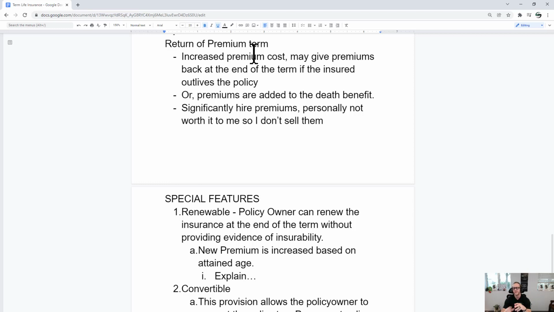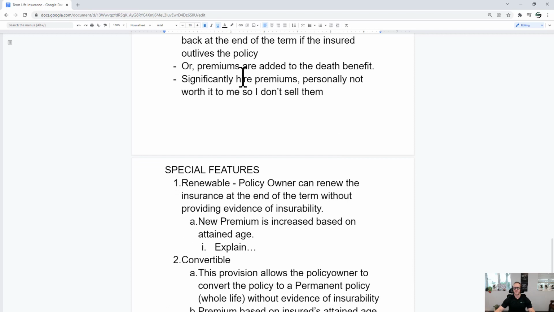Or the premiums are added to the death benefit, another version of a return of premium term. The premiums are added to the death benefit of the policy. So, for instance, if someone has a $100,000 term policy and after 10 years, for 20 years, after 10 years, they paid in $11,000, they die, the beneficiary will get the $100,000 death benefit plus the $11,000 in premiums paid in. So that's another version of the return of premium term. They pay you some of the premiums paid in plus some of the death benefit. Okay. Significantly higher premiums. You can tell I've been doing a lot of recruiting. Personally, not worth it to me.